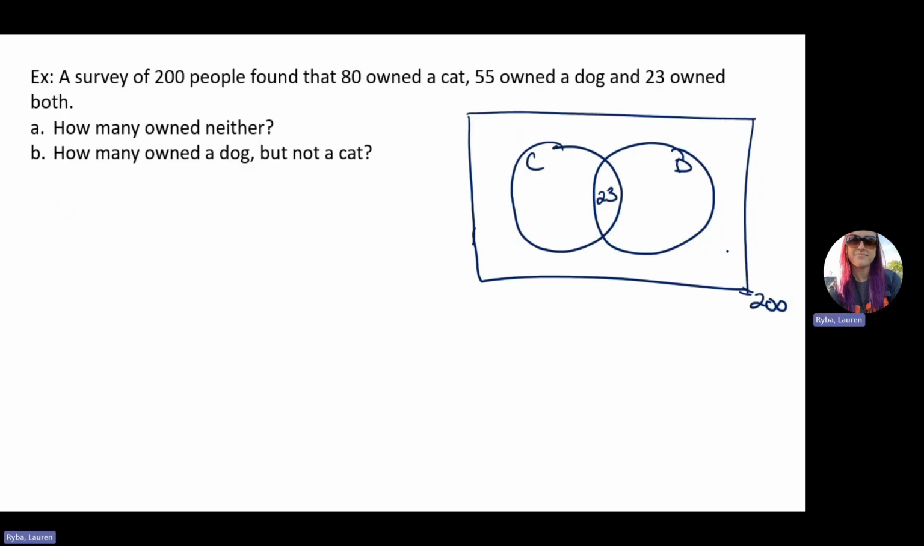All right, so my goal is to get in my neither, what's outside here. So cats should equal 80. And I currently have 23. So 23 plus what gives me 80. If I subtract that out, 57. Do the same with my dogs. So dogs is 55, which needs to equal 23 plus what? Subtract out the 23, leaves me 32.